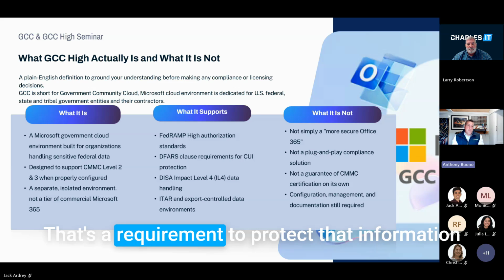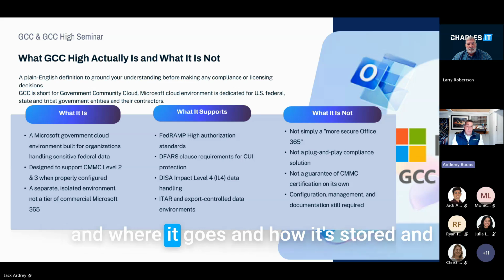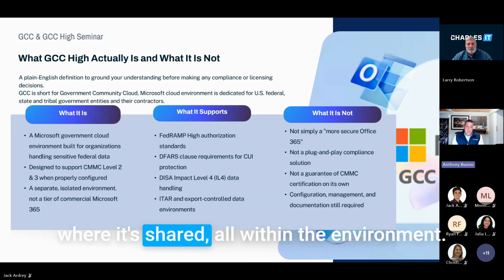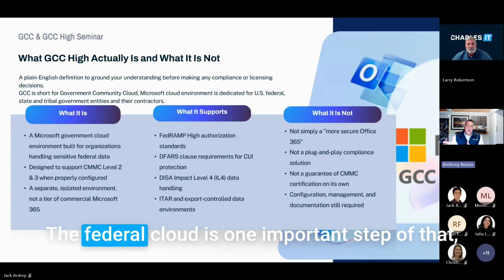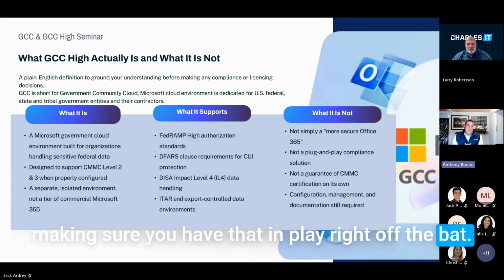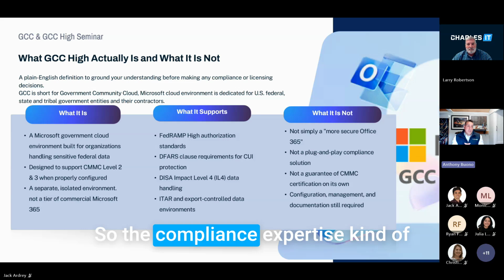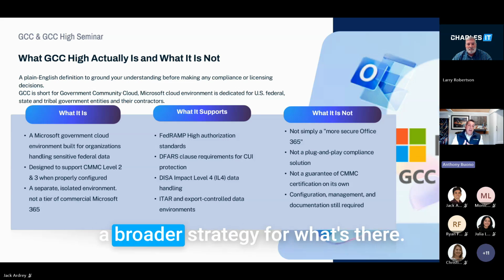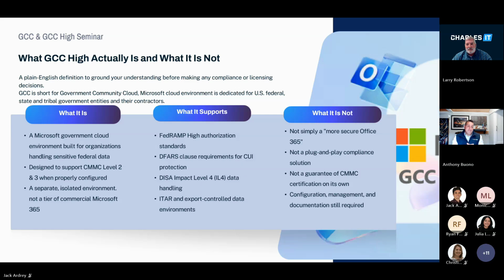That's a requirement to protect that information and where it goes and how it's stored and where it's shared, all within the environment. The federal cloud is one important step of that, making sure you have that in play right off the bat. So the compliance expertise comes into play to make sure you have a broader strategy for what's there. Does that make sense?